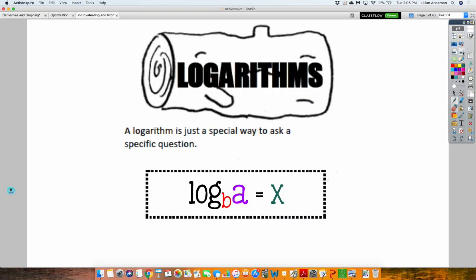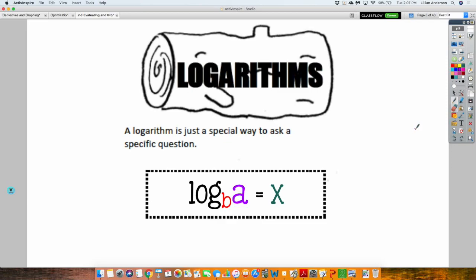Okay, so first off, a logarithm. A logarithm is just a simple way to ask a specific question, which is actually going to be on the next slide. This is the makeup of a logarithmic function: log, which is very standard, of base b, which is in the red, of a, which represents the number, equals x.